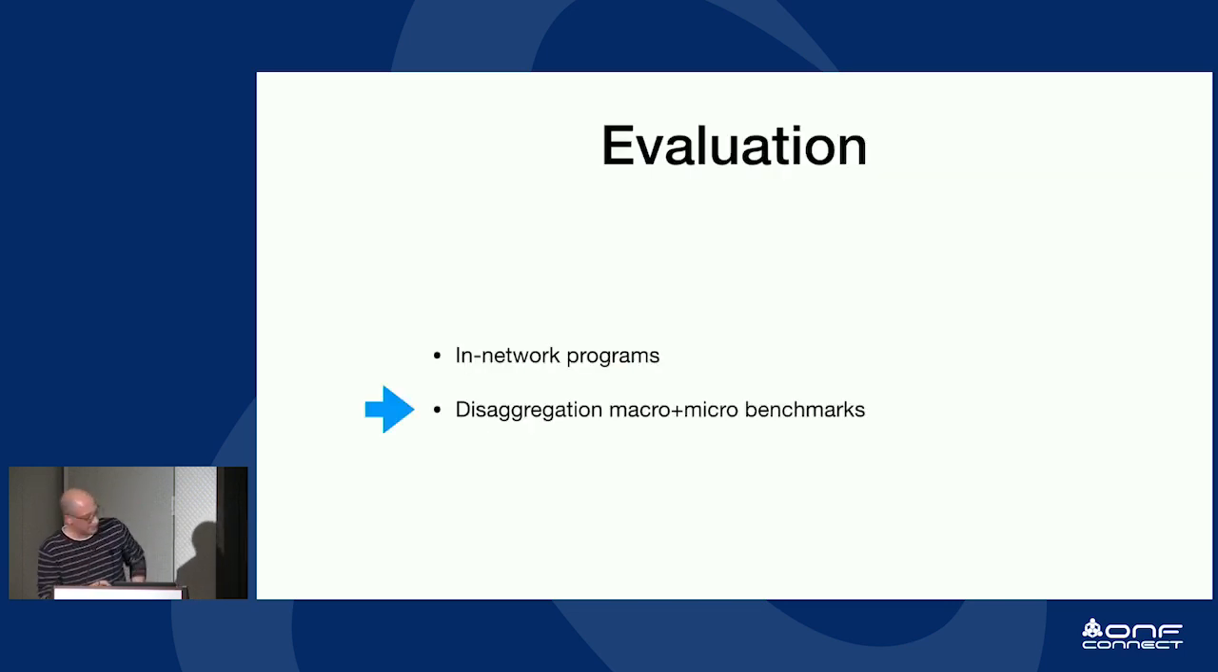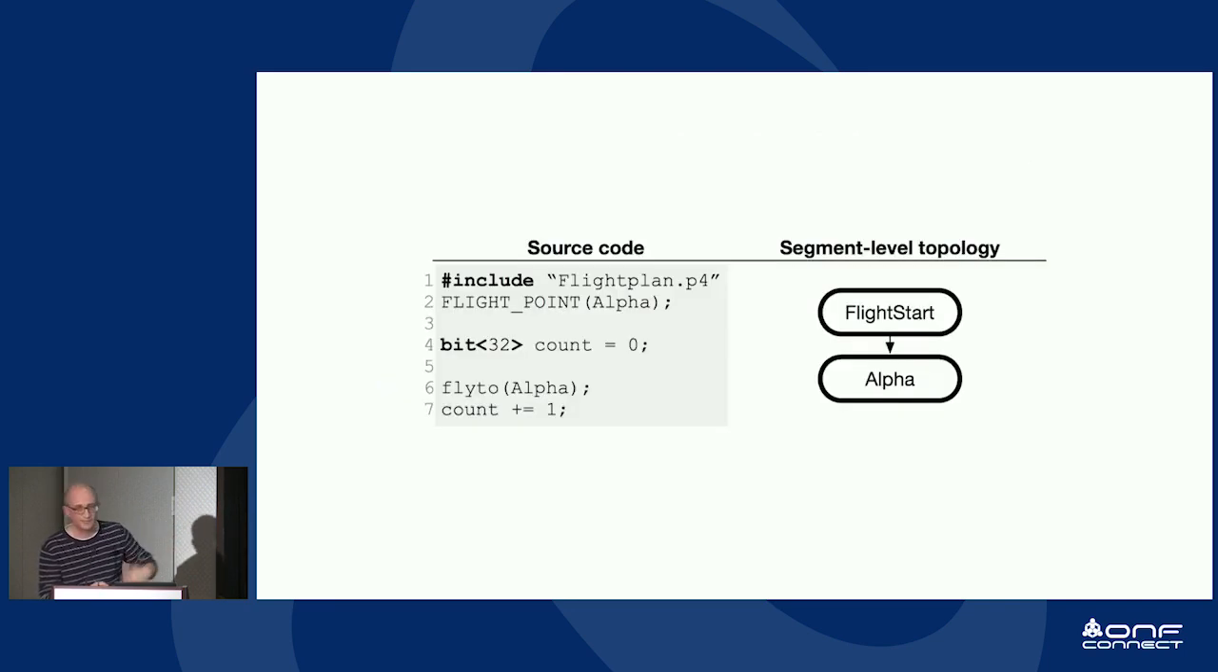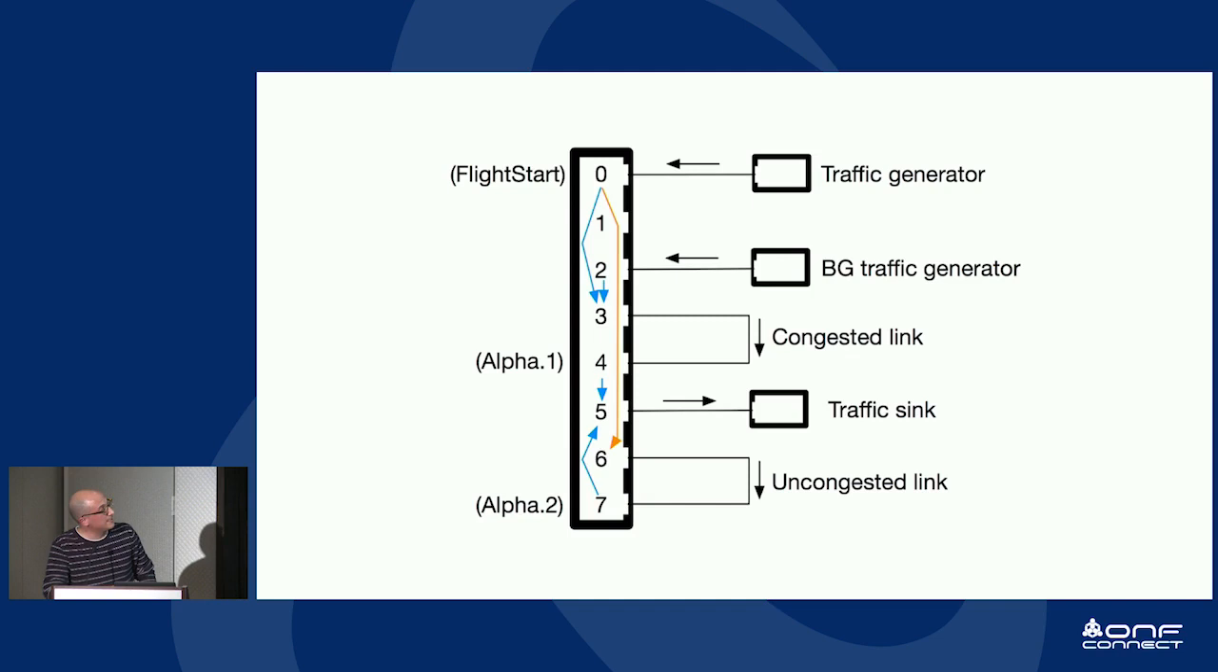Okay, so let me just quickly talk about evaluation. I'll give you a taste of the micro benchmarks we carried out, but I'm happy to go into more detail afterwards. This is the example code we'll be using. It's a very simple program. We declare some states, and then we increment it after doing a fly_to. Flight start is like our main, our entry point, and then we have alpha carrying out there. And this is our experimental setup.